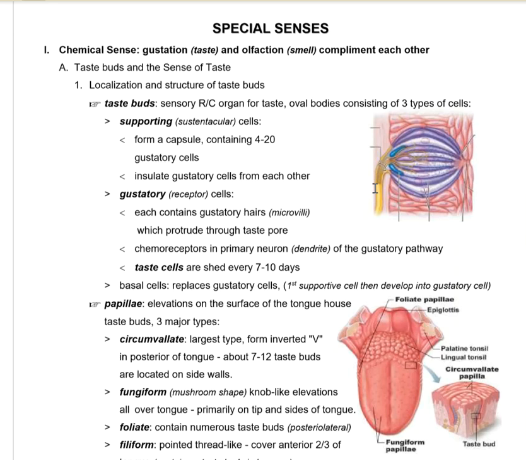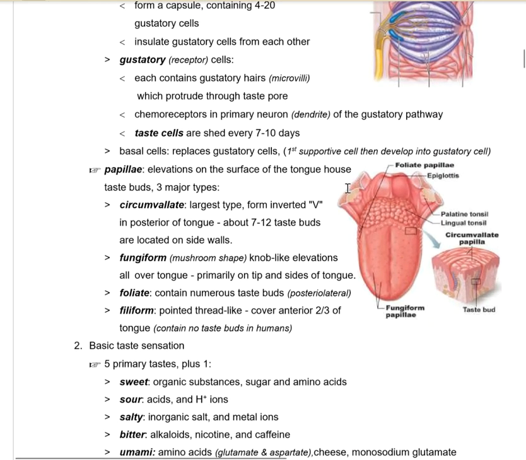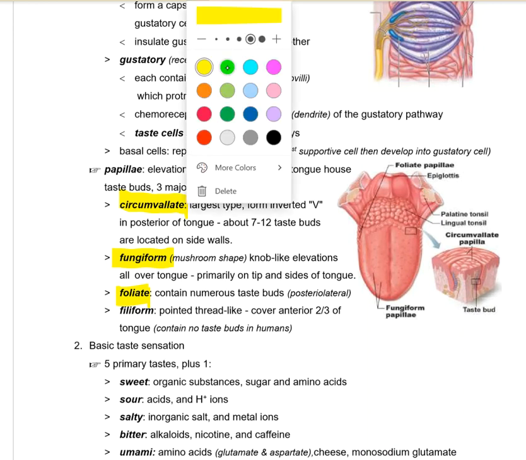I'm actually going to go out of order also here. Let's talk about the tongue and the taste buds really quickly. There are three major taste bud types: the circumvallate here, the fungiform, and the foliate. Now the filiform is another papilla, but there are no taste buds in humans for this particular one.